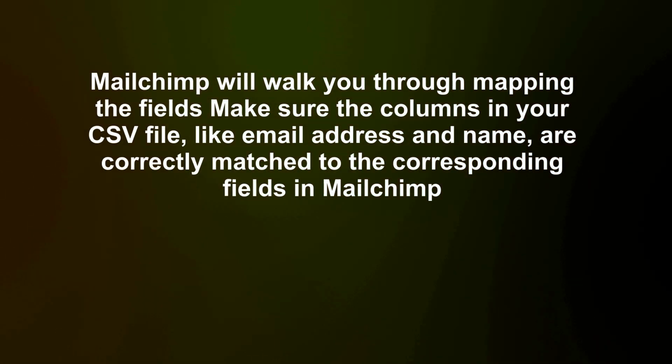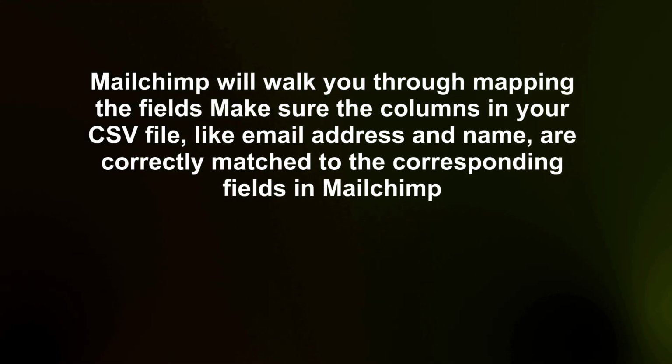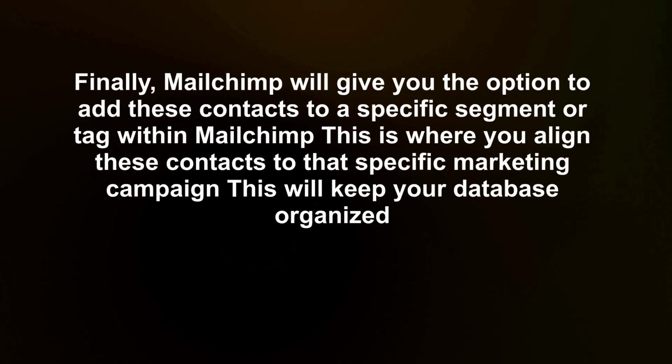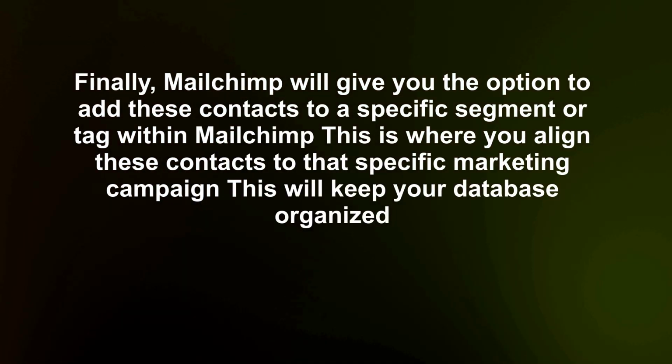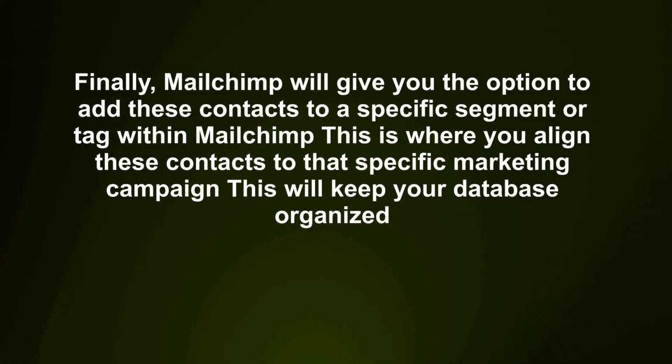Make sure the columns in your CSV file, like email address and name, are correctly matched to the corresponding fields in Mailchimp. Finally, Mailchimp will give you the option to add these contacts to a specific segment or tag within Mailchimp. This is where you align these contacts to that specific marketing campaign. This will keep your database organized.